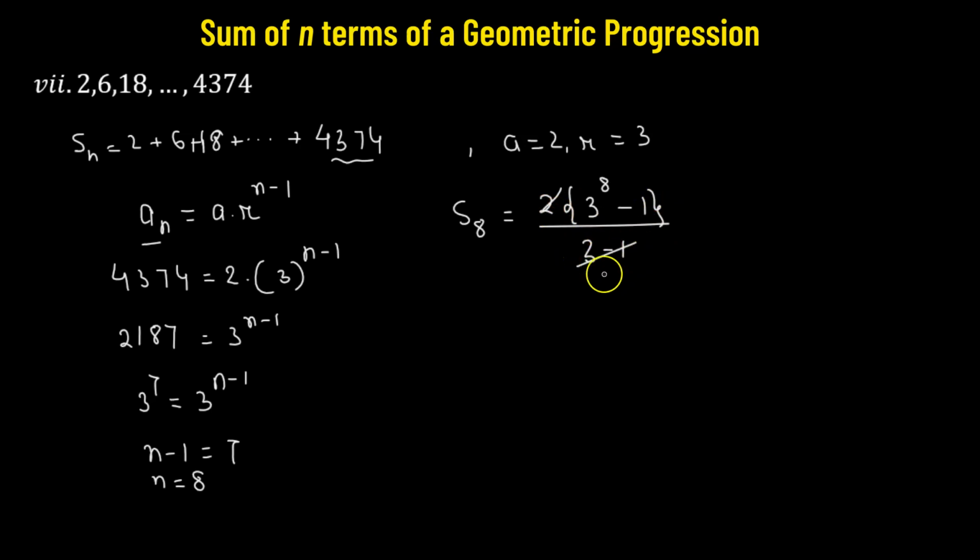So here 2 and 3 minus 1 will get cancelled. So we have 3 raised to the power of 8 minus 1. So let's find out this value. 3 raised to the power of 8 is 6561, minus 1. So our final sum will be 6560.